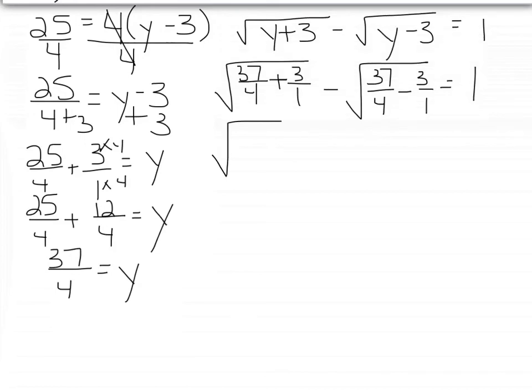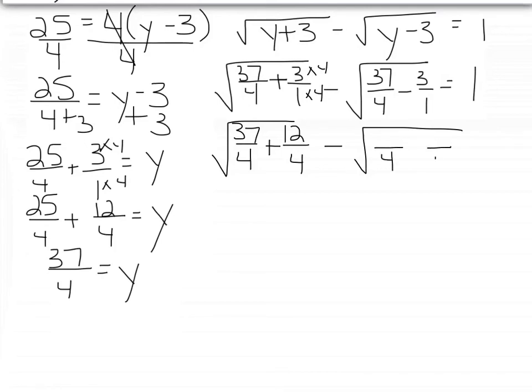Your common denominator for this square root is going to be 4. So your first fraction doesn't change at all. Your second fraction, 1 goes into 4 4 times. 4 times 3 is 12. Or you could have just said times 4. Minus this square root. The common denominators are also going to be 4. First fraction stays the same. 1 goes into 4 4 times 3 is 12. Or you could have said times 4.